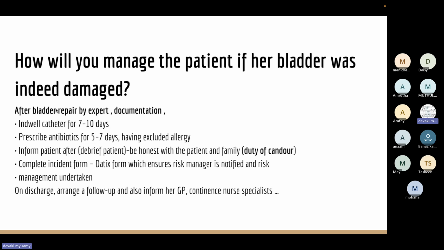After bladder repair by an expert, documentation, indwelling catheter for 7 to 10 days, prescribe antibiotics for 5 to 7 days, having excluded the allergy, inform the patient, that is debriefing, offering them duty of candour, incident reporting, inform the risk management team, notify the risk management if needed, that is root cause analysis, discharge to the primary care continuous nurse specialist, not midwife, which you had mentioned by mistake.